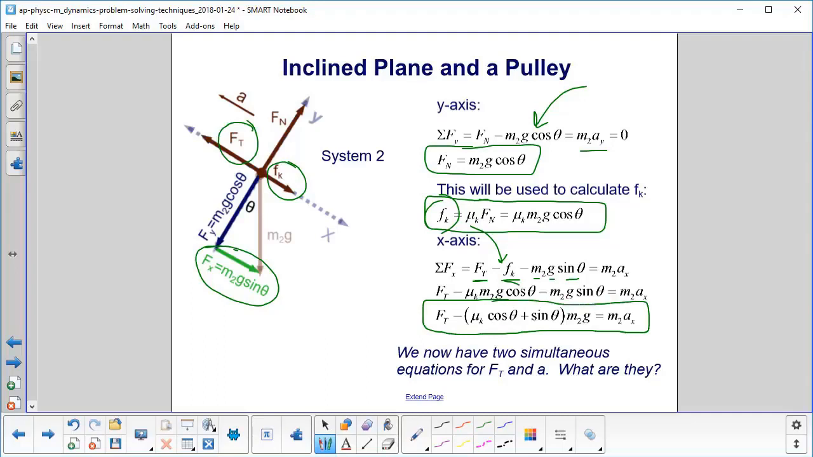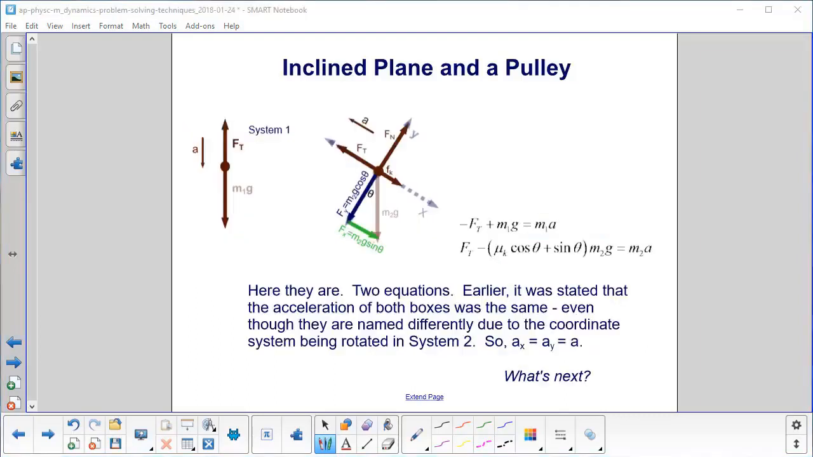We now have two simultaneous equations for tension and acceleration. What are they? Well, here's a hint. This is one of them. So let's go to the next slide. We have our free body diagrams up here. And here's the equation from the previous slide. That's for this box. And this is what we calculated first, the free body Newton's second law for system 1.